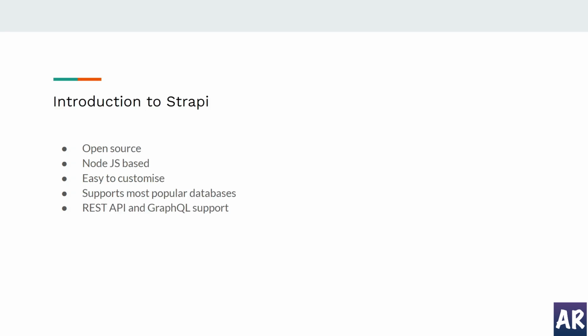So now that we have talked about so many good things about a headless CMS, it's time to actually look at which headless CMS we are going to use. And yes, we are going to use Strapi. It's an open source Node.js based headless CMS. It's 100% JavaScript based, and it's very easy to customize. That's what I have seen.